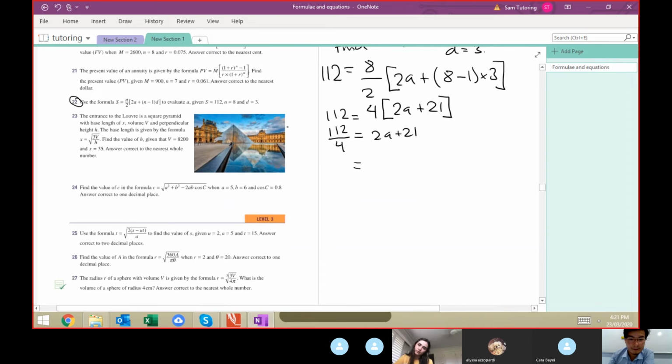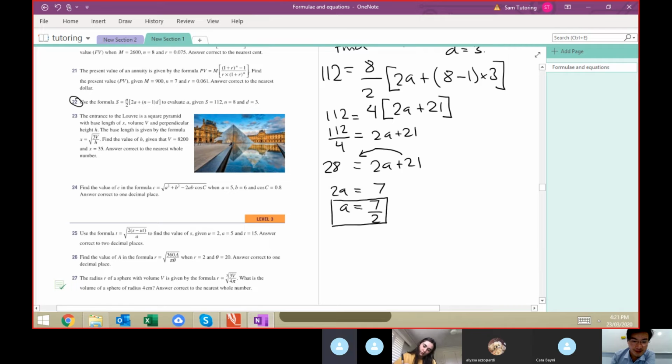It's a 28. 28, 2a plus 21. Lastly, this 21 is adding 2a, so we can bring it across to minus it. So 2a is equal to 28 minus 21, which gives you 7. And then lastly, the 2 is multiplying a, so you need to divide it. And you're done. 3.5. It's such an interesting answer for such a hard problem.